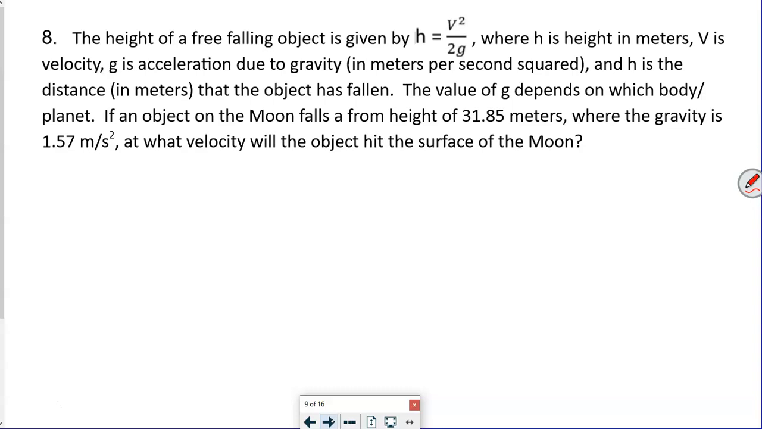If an object on the moon falls from the height of 13.85 meters, where the gravity is 1.57 meters per second squared. We'll just leave it at that.